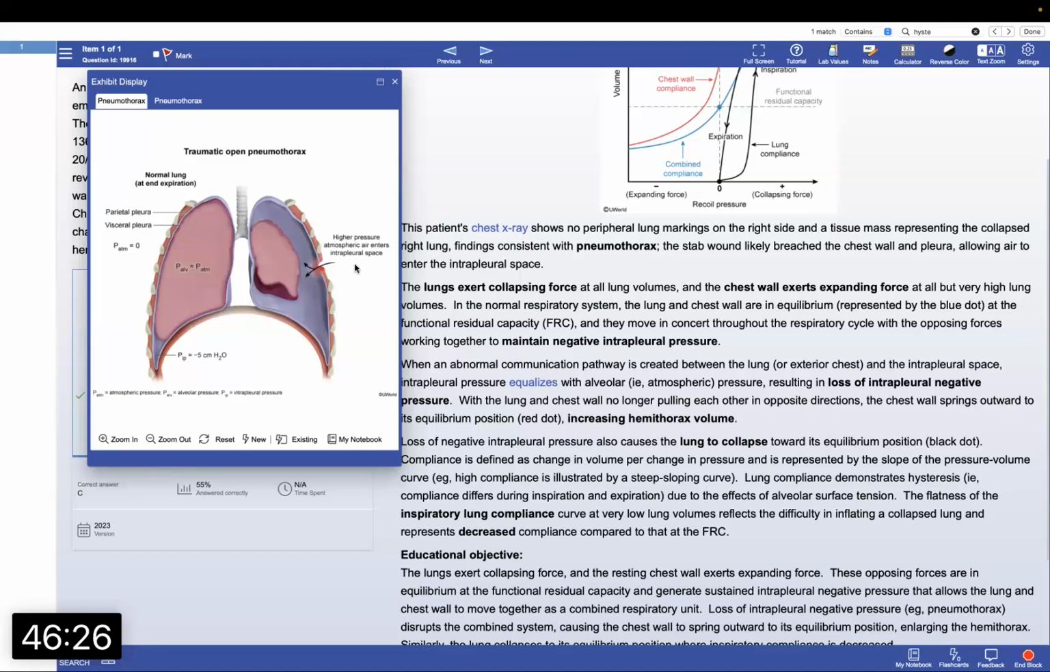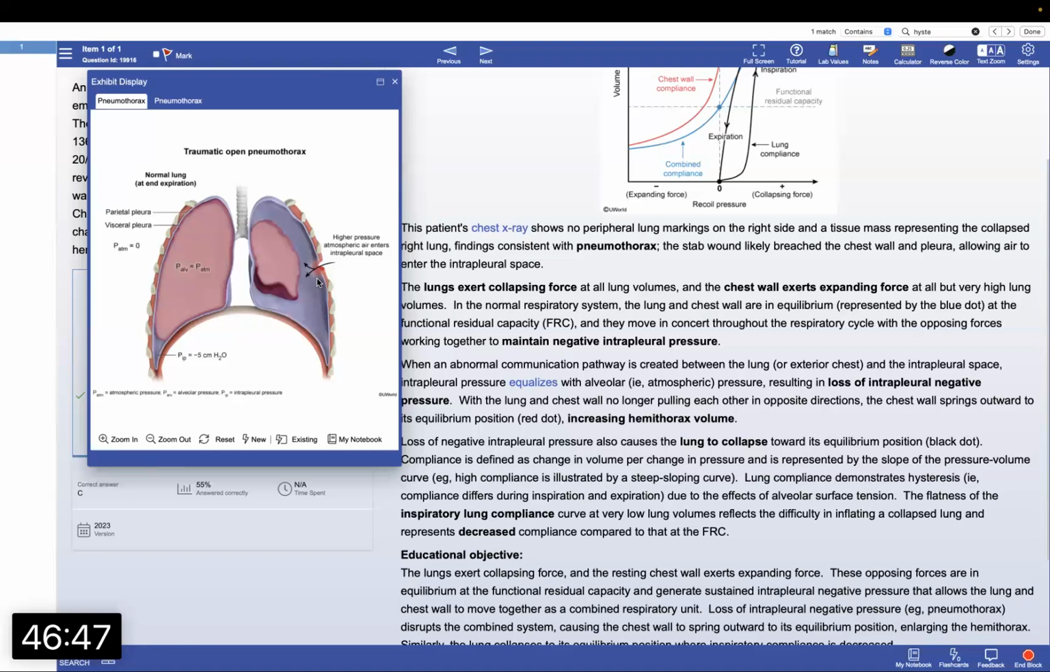So whatever the pressure is outside, it will come in and they will balance each other out. Okay, there's nothing to stop it now. So it equalizes with the alveolar and atmospheric pressure, resulting in a loss of the negative intrapleural pressure. With the lung and chest wall no longer pulling each other in opposite directions, the chest wall springs out to its equilibrium position, increasing the hemithorax volume.